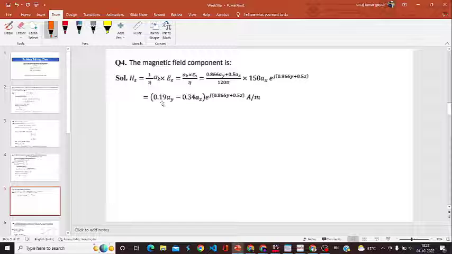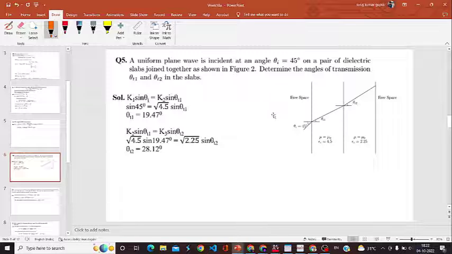Once you take the cross product of these two quantities and simplify, you will get the magnetic field defined as 0.19 ay minus 0.34 az times e raised to the power j(0.866 y plus 0.5 z) in ampere per meter. I hope this problem will be clear to you.